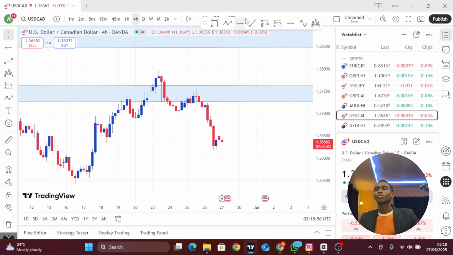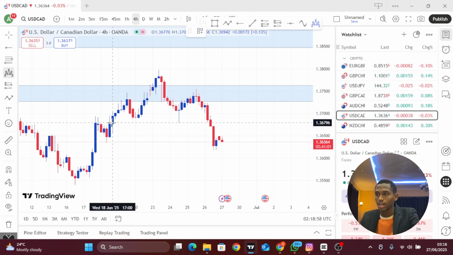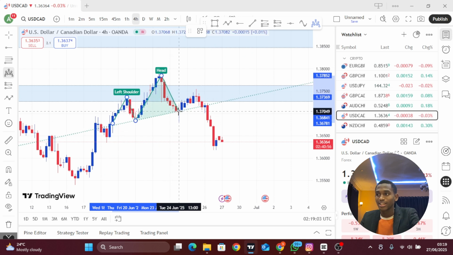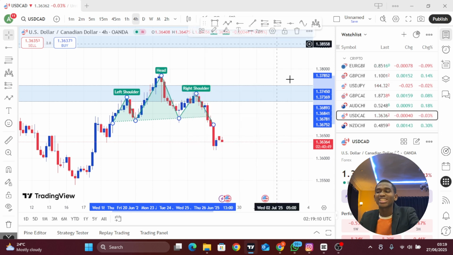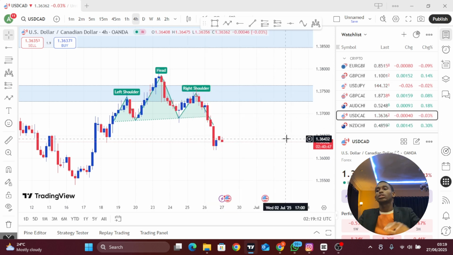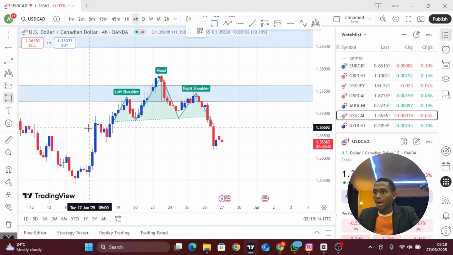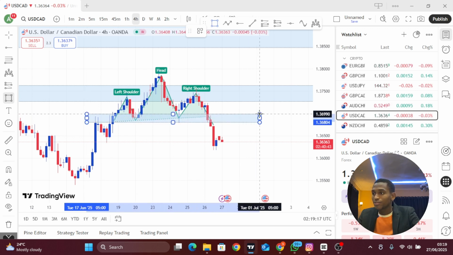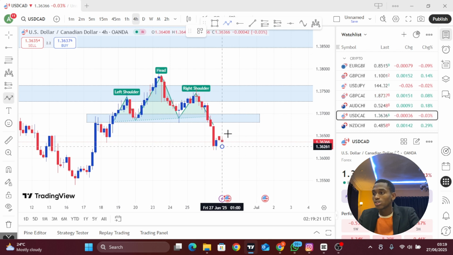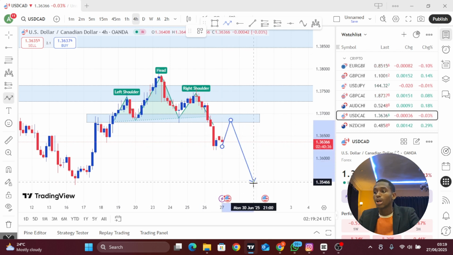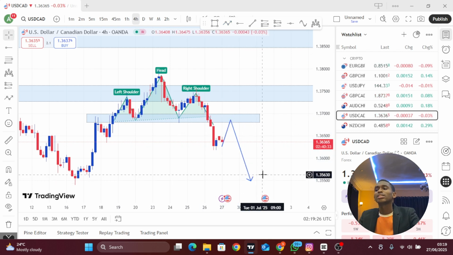Can you look at this? This is a clean head and shoulder. Now we can see the left shoulder, the head, the right shoulder. Voila. This is exactly what we need to take this trade. This is a very important key level. So all we need right now is for this to come back into this zone, and then we take it to the downside. Ladies and gentlemen, it cannot get any better than this.